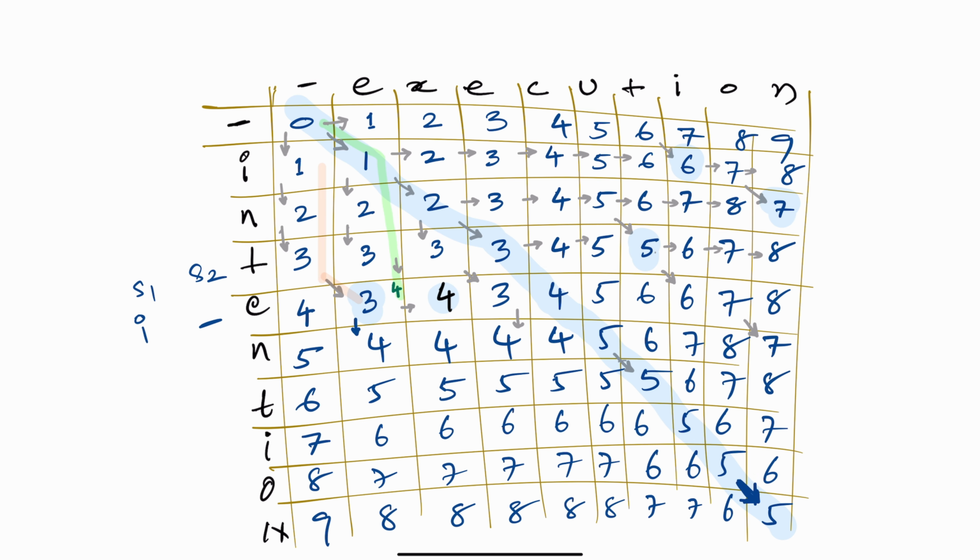In the same way, to convert intention into blank, we require delete I, delete N, T, E, N, T, I, O, N. All are top to bottom, this down arrow. That means it is a delete operation. So we require 9 delete operations to convert this intention into blank. So this row is clear, we are performing delete operations.